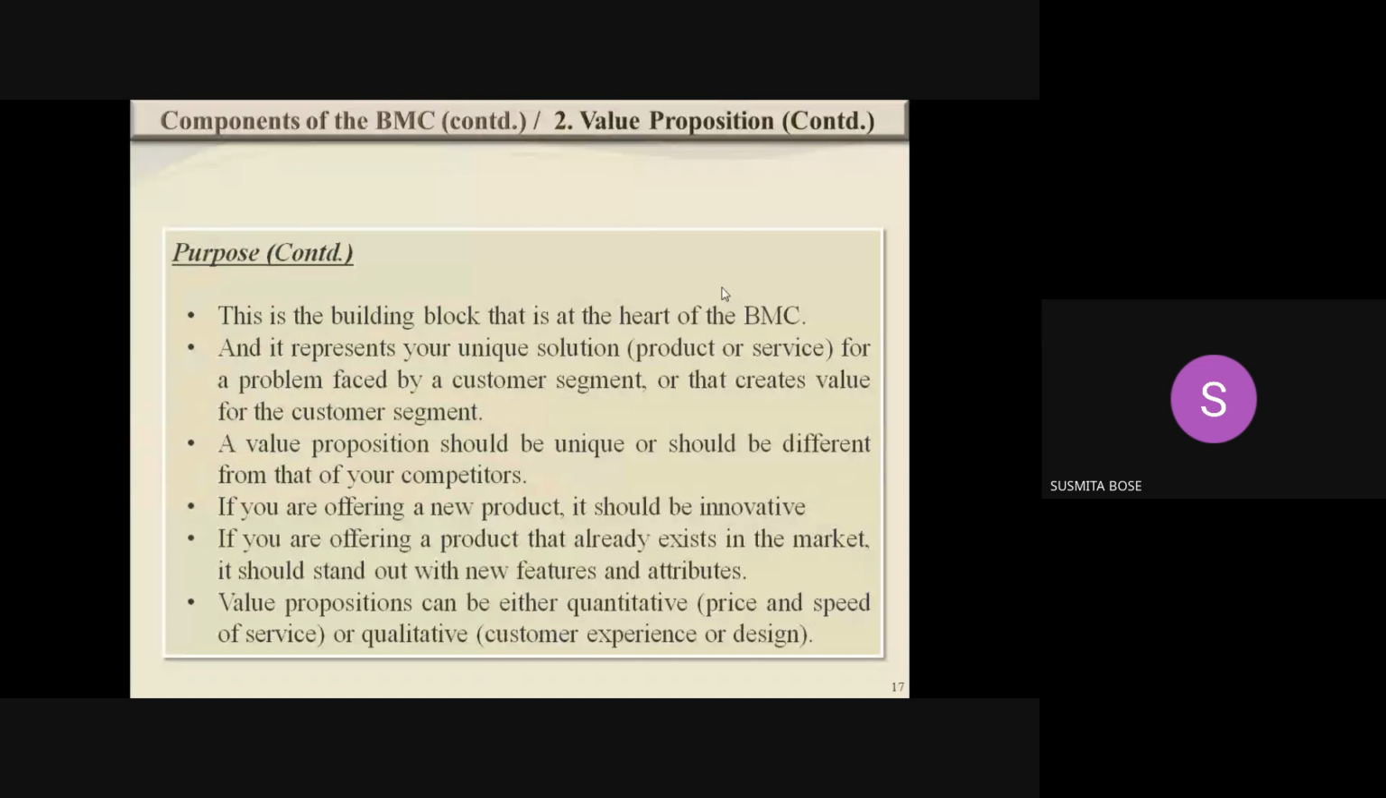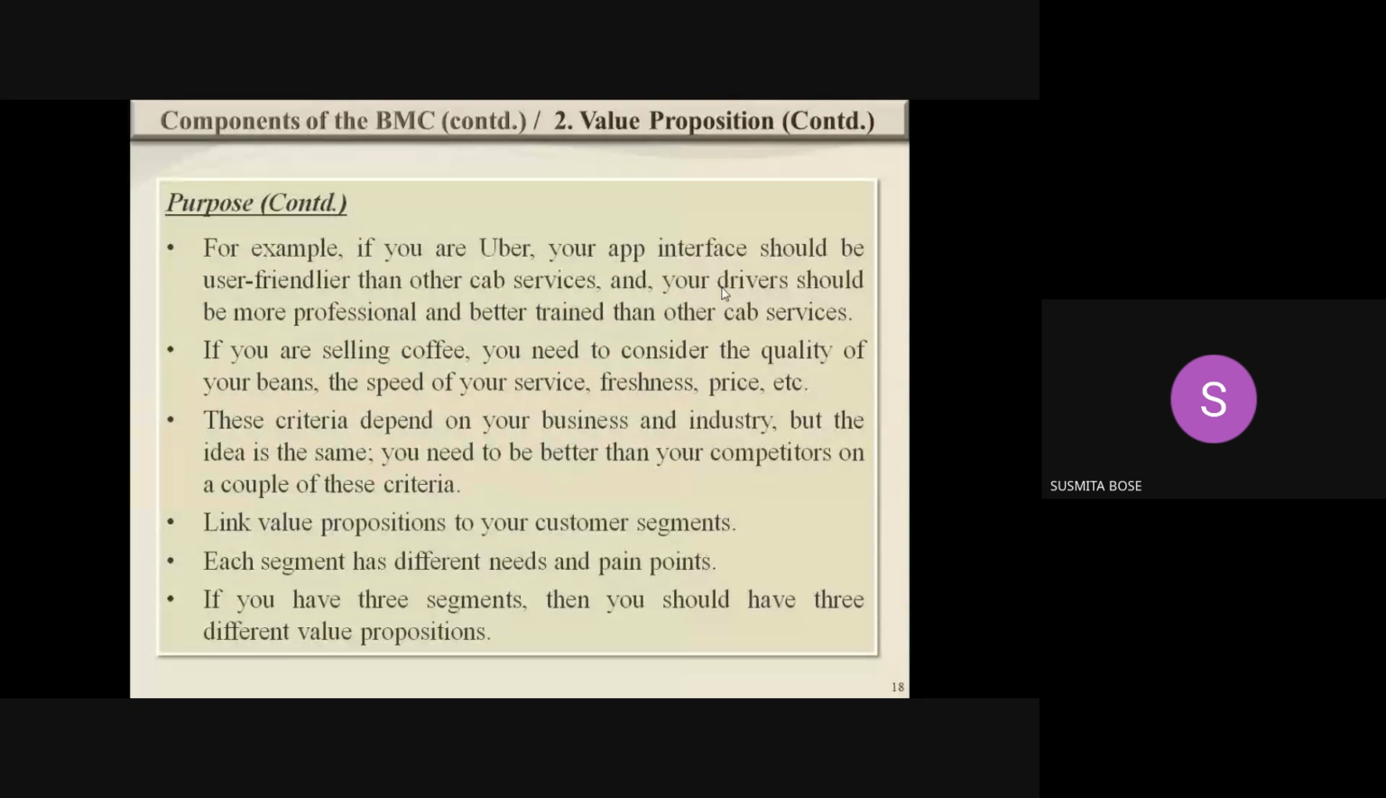A value proposition can be either quantitative, that is price and speed of service, or qualitative, that is customer experience or design. For example, if you are a cab service, suppose Uber, your app interface should be more user friendly than other cab services. Then only people will book a cab from you. And your drivers should be more professional and better trained than other cab services. If you are selling coffee, you need to consider the quality of your beans, the speed of your service, freshness, price, etc. So these criteria depend on your business and industry, but the idea is the same.